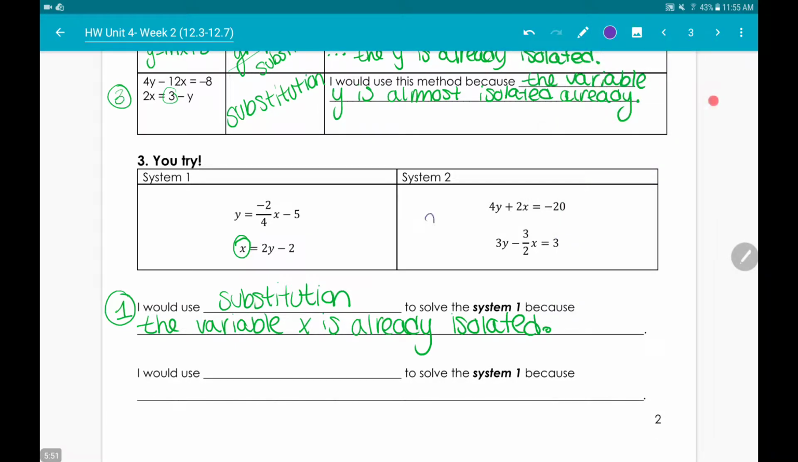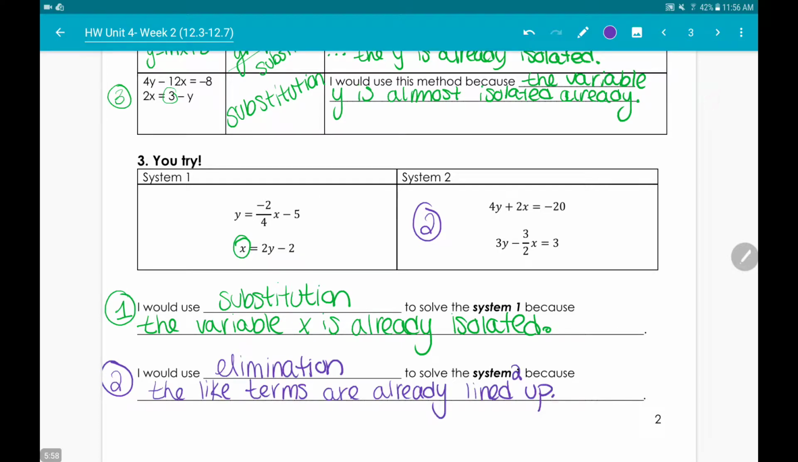All right, let's give it another shot. Go ahead and try for system number 2 and put that answer right here. All right, what did you say? I said I would use elimination to solve system 2. There was a typo, so just make sure to fix that because the like terms are already lined up. All right, if I look here, I have y's already together, x's already together, and my numbers. So that's already set up for elimination.